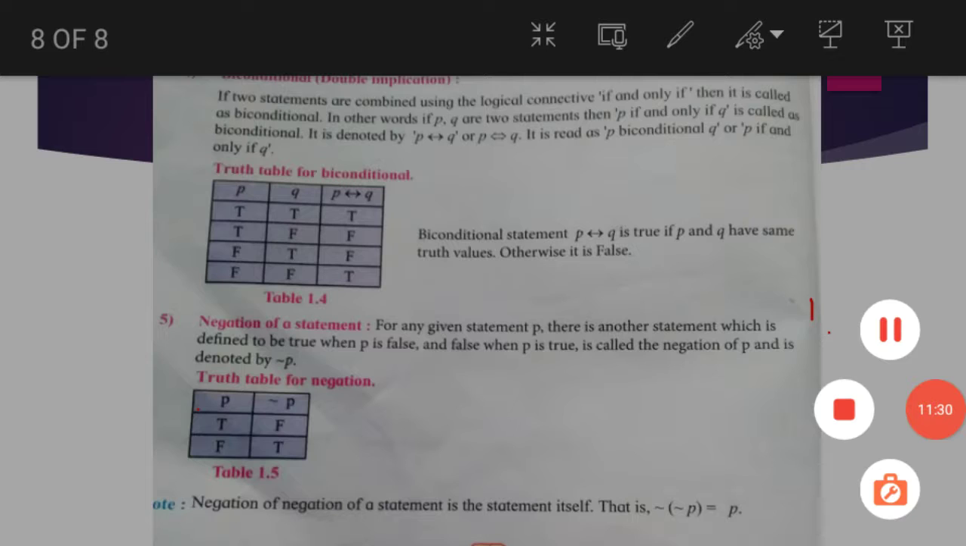Okay, up to this point we have completed the types of connectives. I suggest you read it once again and try to understand everything, because this is very basic, and if our base is ready, then you can understand everything.